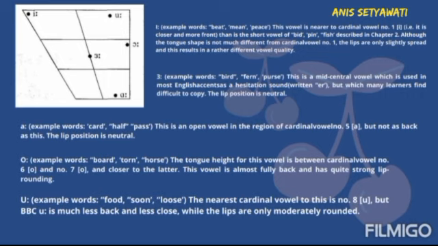ɑ:. Example words: card, half, pass. This is an open vowel in the region of cardinal vowel number 5, but not as back as this. The lip position is neutral.